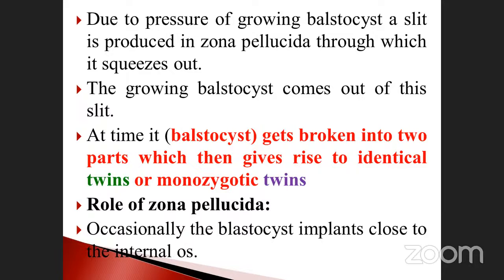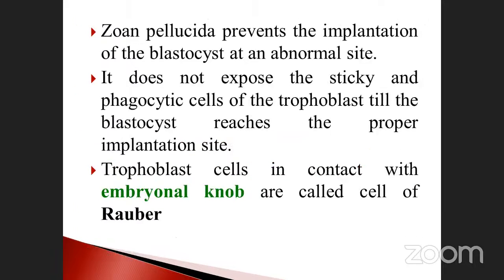Don't forget these things. Role of zona pellucida. Occasionally the blastocyst implants close to the internal os. This is the first role. Zona pellucida prevents the implantation of the blastocyst at an abnormal site. Always the blastocysts adhere on the surface of the endometrium. Abnormal site means any part of the body. If it is implanted in another part, it will be very difficult.